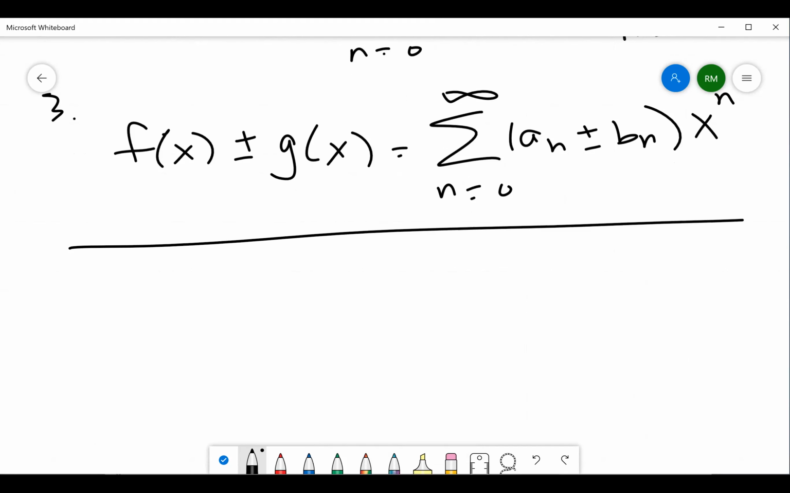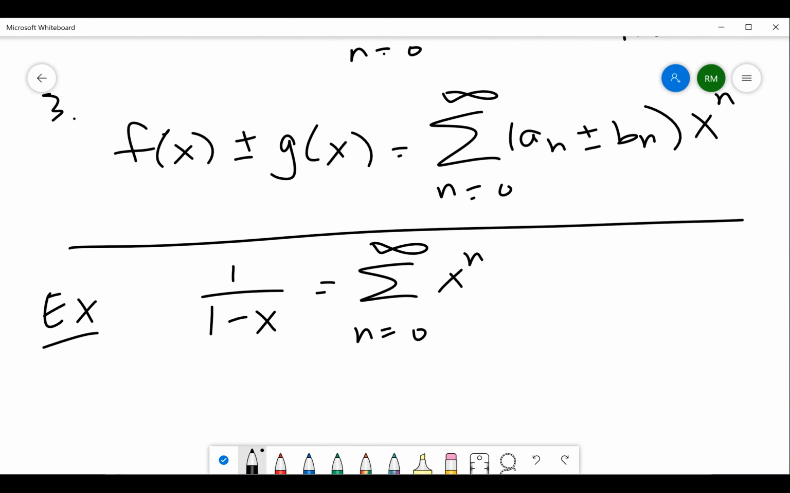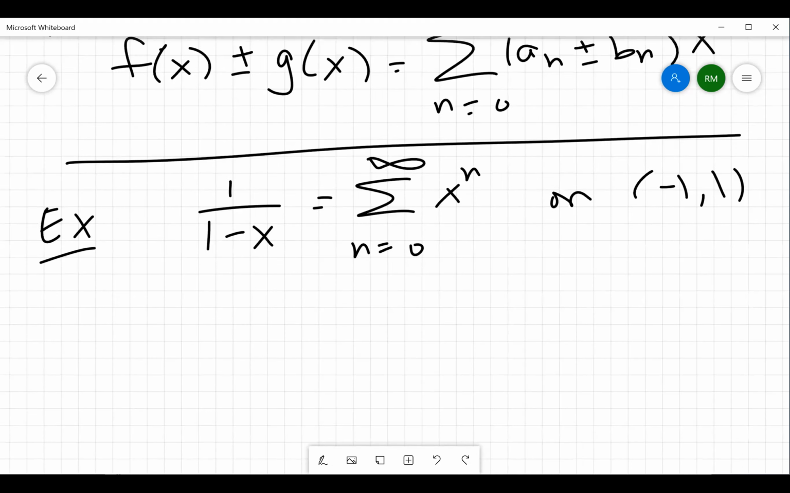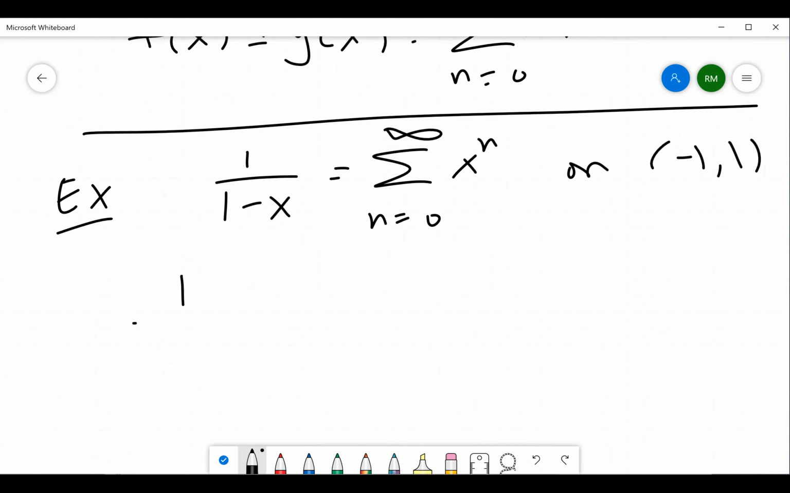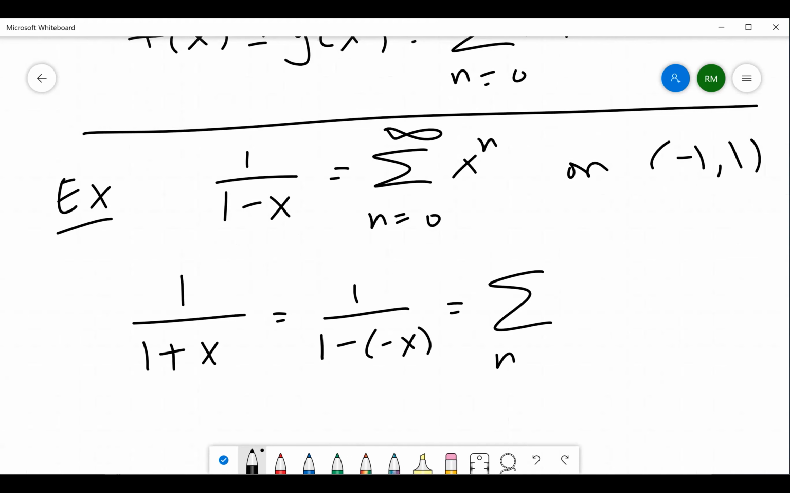All right. So let's do a little example with that property we just learned. So we know that 1 over 1 minus x is equal to this sum on the interval from -1 to 1. Furthermore, we know that 1 over 1 plus x is 1 over 1 minus (minus x), which is the sum from n equals 0 to infinity of (minus x)^n on this open interval.